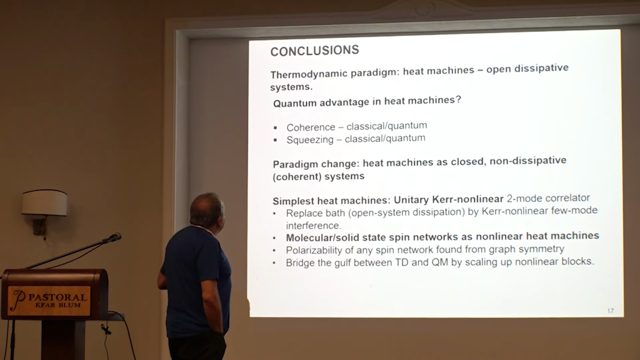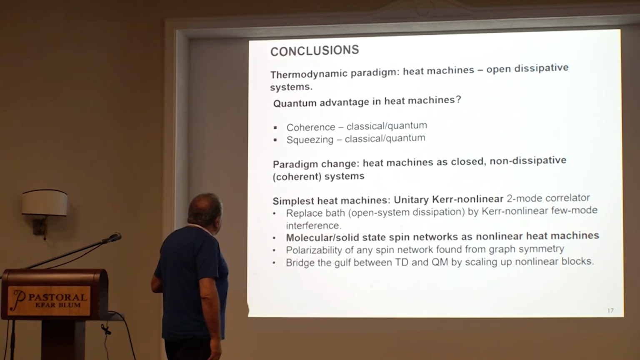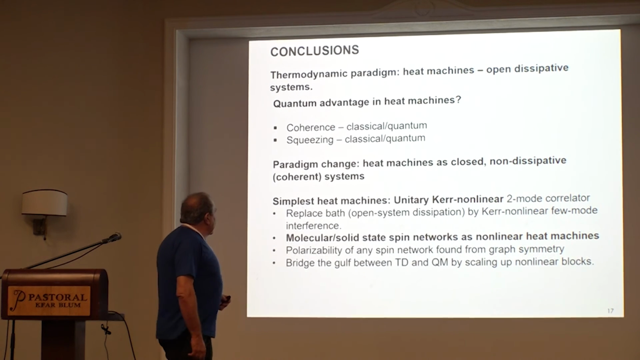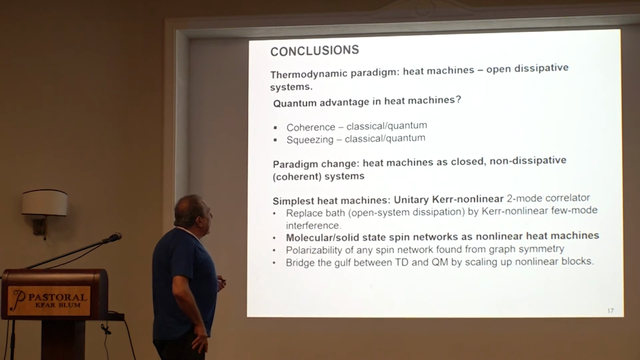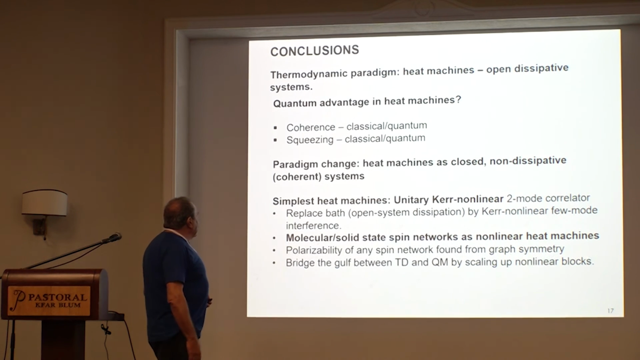So here are the conclusions. I started with the thermodynamic paradigm in which heat machines are open dissipative systems, and have looked for quantum advantage in heat machines, but at least the main mechanisms that we looked at have classical counterparts. So then we turn to a paradigm change in which heat machines are replaced by closed non-dissipative coherent systems. The simplest ones are two-mode correlators, such as a Mach-Zehnder interferometer with Kerr nonlinearity. Then if you go to four modes, you get the full equivalent of a heat machine.